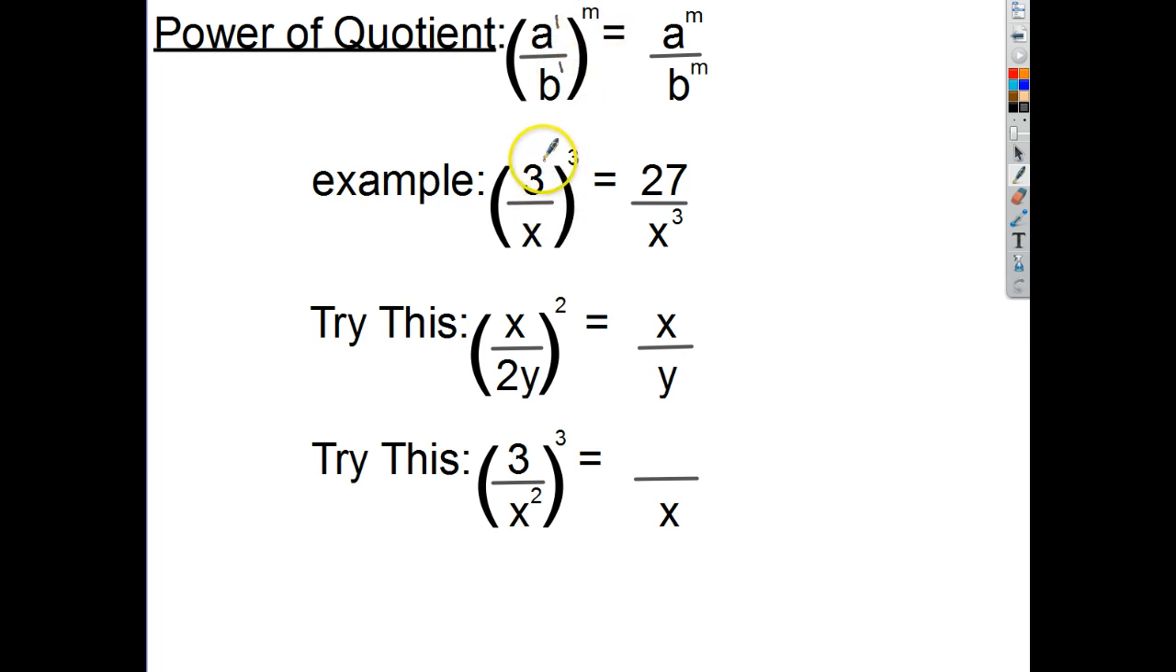Okay, here's our example, and I'll write in the 1 so that you can see these exponents. 3 to the 1 times 3, or 3 to the 3rd power, and that's going to be 27. We can do that multiplication. And we have x to the 1 times 3, x to the 3rd, and of course it stays like that, 27 over x to the 3rd. Go ahead and try this one.